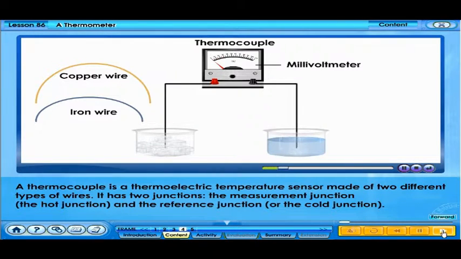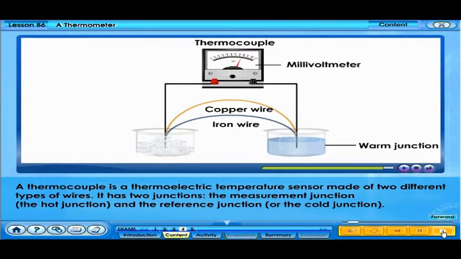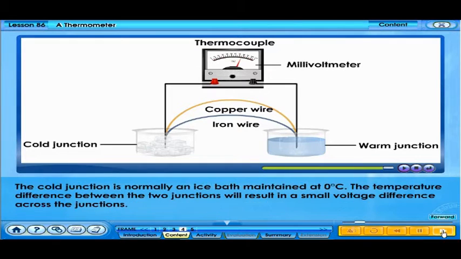A thermocouple is a thermoelectric temperature sensor made of two different types of wires. It has two junctions, the measurement junction, the hot junction, and the reference junction, or the cold junction. The cold junction is normally an ice bath maintained at 0 degrees Celsius. The temperature difference between the two junctions will result in a small voltage difference across the junctions.